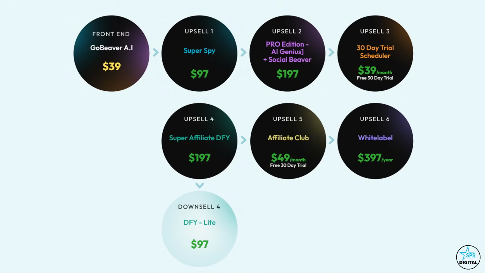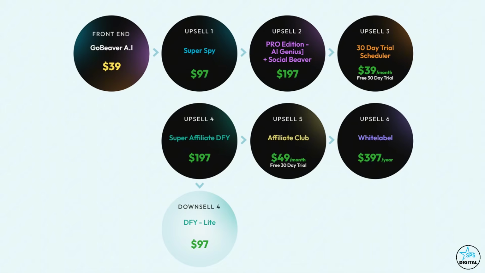OTO 2, Pro Edition AI Genius plus Social Beaver, $197 one time. This is the powerhouse. You unlock 30-plus AI geniuses that write in styles made famous by marketers like Russell Brunson and Grant Cardone, instant seasonal campaigns for Black Friday and more, plus 5 plug-and-play affiliate promos you can start running today. Lifetime access, no recurring fees.